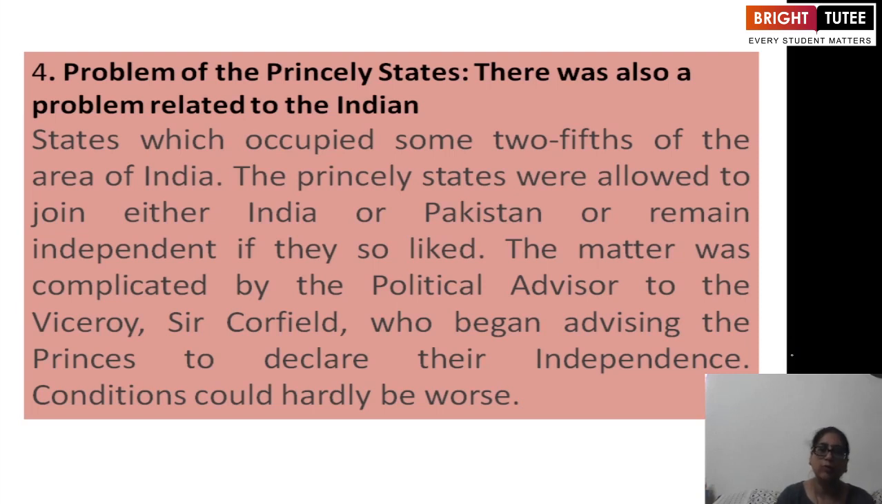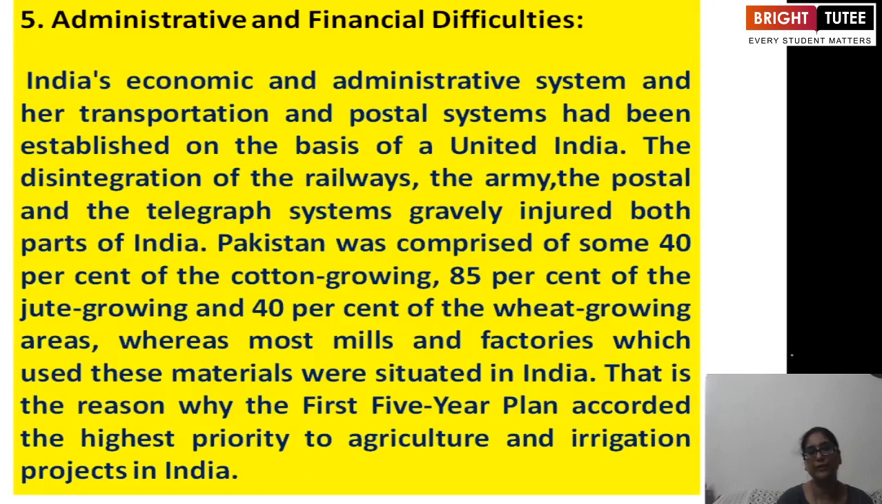Now there was a problem of the princely states. There was also a problem related to India. The states, which occupied some two-fifths of the area of India, the princely states, were allowed to join either India or Pakistan or remain independent if they so liked. The matter was complicated by the political advisor to the Viceroy, Sir Corfield, who began advising the princes to declare their independence, and conditions could hardly be worse.